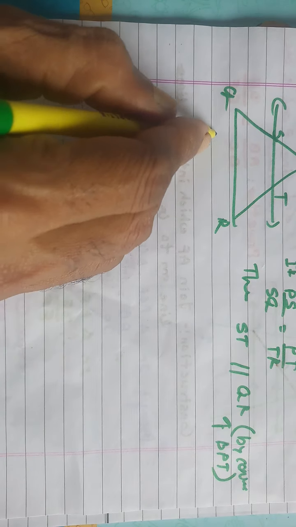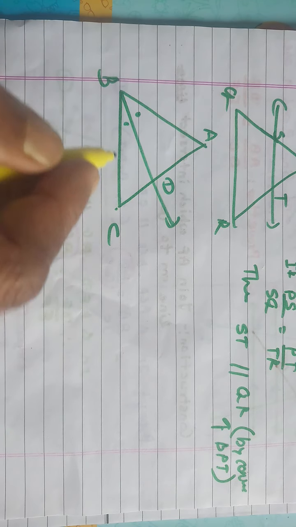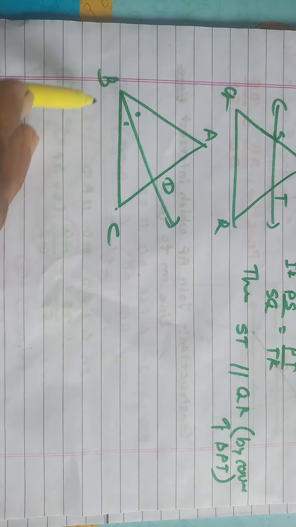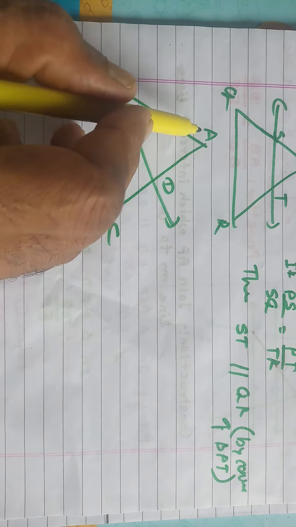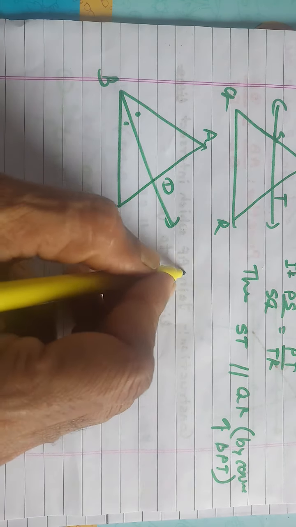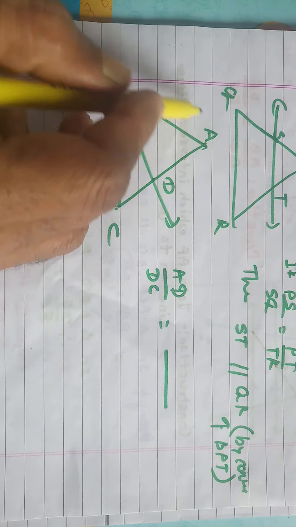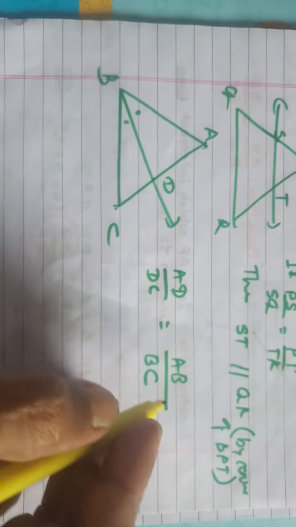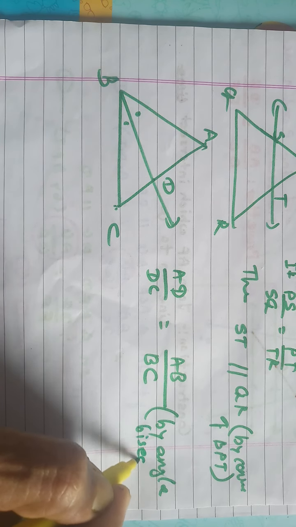In a triangle ABC, BD is a bisector of angle ABC, then the ratio of these two segments is equal to the ratio of these two sides. That means the bisector divides this segment into two segments, that is AD and DC. So the ratio of these two is equal to the ratio of the remaining two sides, AB and BC. So AB upon BC. Okay. So this is called the property of angle bisector theorem.